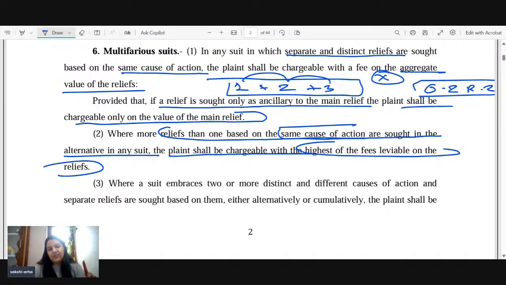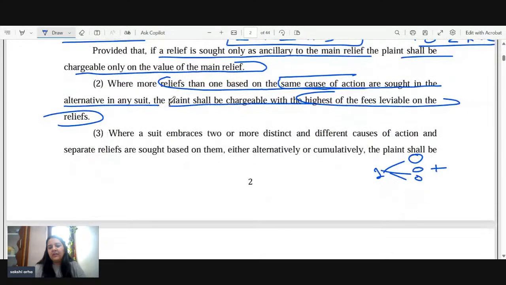See, this question is very important from exam perspective. Okay, multifarious suits. पहला कहता है एक ही cause of action पे multiple reliefs आप claim कर रहे हो. In that case, the aggregate of all. Second is one cause of action, either this or this, alternative relief. तो उसमें जो highest value होगी आप उसको relief का charge कर दोगे.